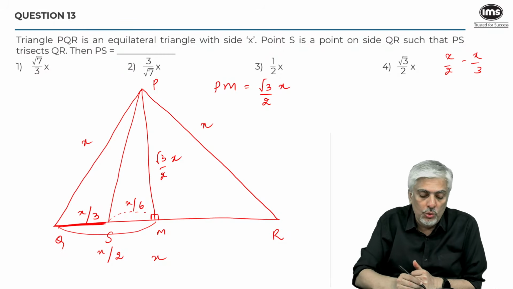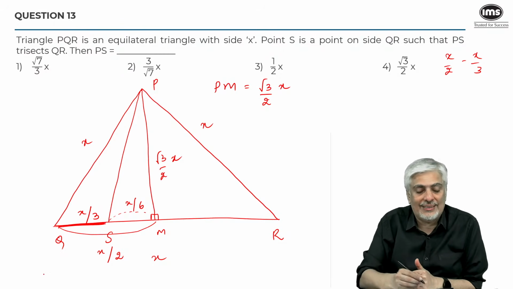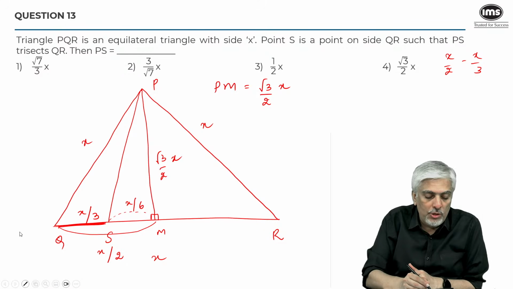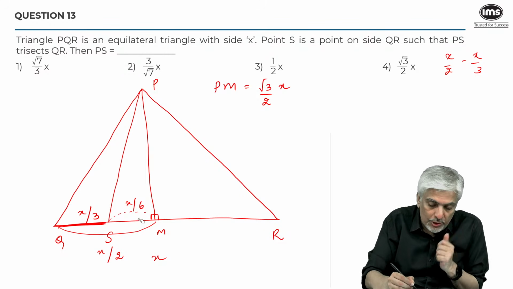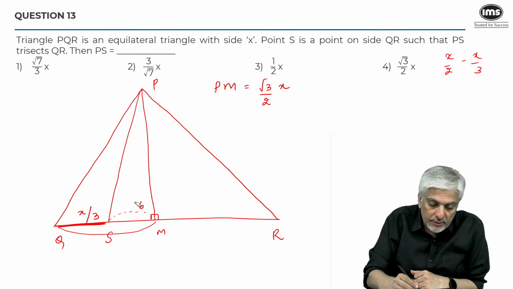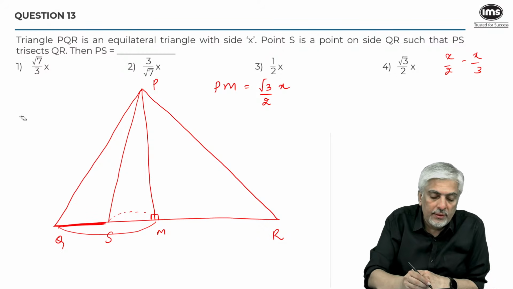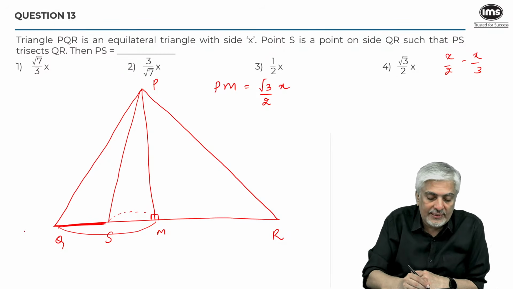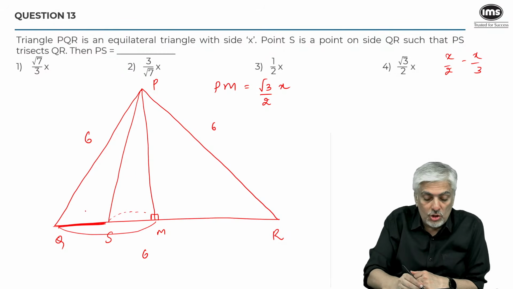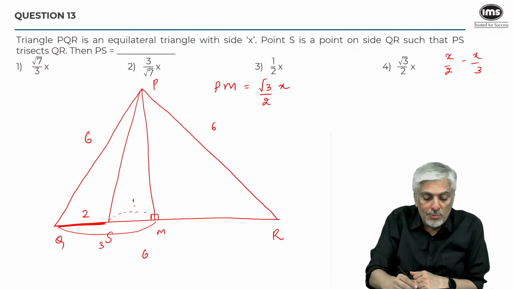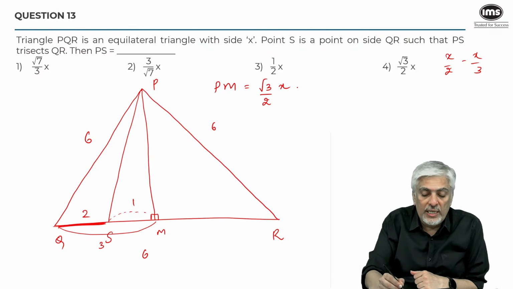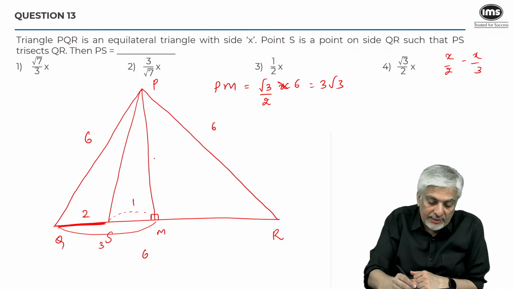What I would do is I would assume x to be 6. So instead of taking all these bad values, I would have started with x as 6. So 6, 6, 6. 1/3 of 6 is 2. Half of 6 is 3. So this will become 1. Root 3 upon 2 into 6 is 3 root 3. So this side is 3 root 3.